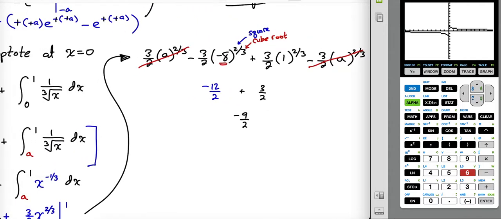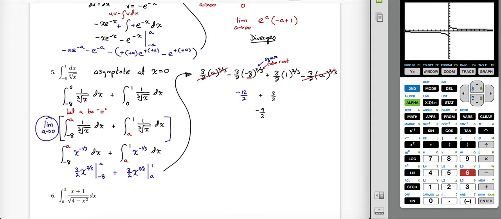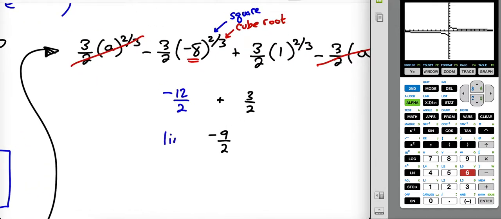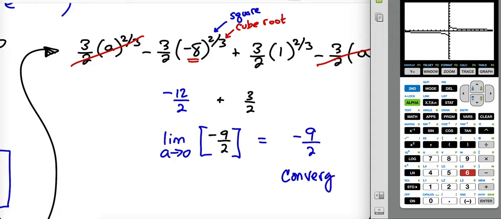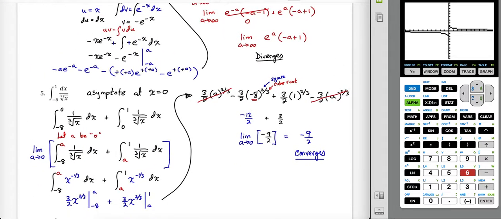And now we can apply the limit. Kind of easy to forget that that's a thing. Limit as a approaches 0. Limit of a constant is equal to a constant, so this one converges, giving an area of negative 9 over 2.